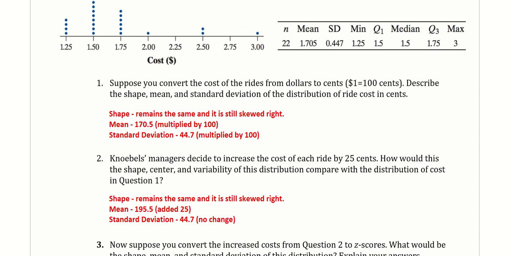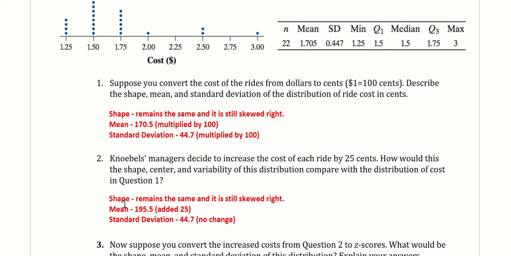And the way I got this is the shape, remember, is still going to be skewed to the right. The reason for that is every one of these values is going to be first multiplied by 100 like we did in number 1. So this is really 125, 150, 175. But then if you add 25 cents to every dot, those dots are going to be shifted to the right by 25 cents. So the distribution still remains the same and skewed to the right. It's just shifted to the right.